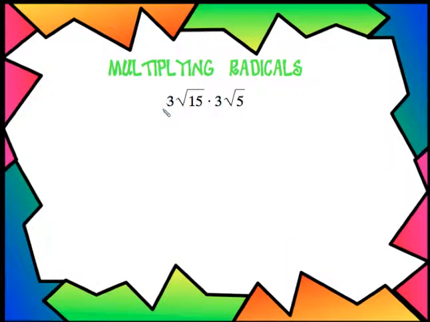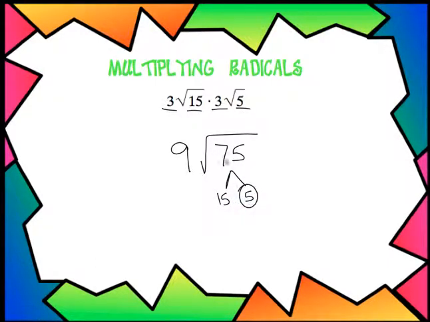Okay, so here you multiply the outside numbers together. 3 times 3 is 9. Then you multiply the inside numbers. 15 times 5 is 75. Now you simplify it if you can, so let's try to see if we can get any pairs. We know 15 and 5, because we just multiplied them together, we'll get 75. And then that's 5 and 3.